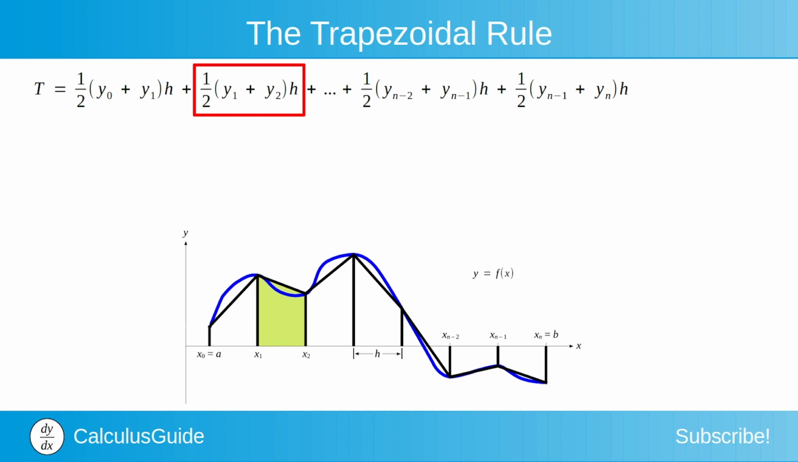The expression now highlighted is equal to the net area of the trapezoid on the subinterval from x1 to x2. The expression now highlighted is equal to the net area of the trapezoid on the subinterval from xm-2 to xm-1. And the expression now highlighted is equal to the net area of the trapezoid on the subinterval from xm-1 to xn.